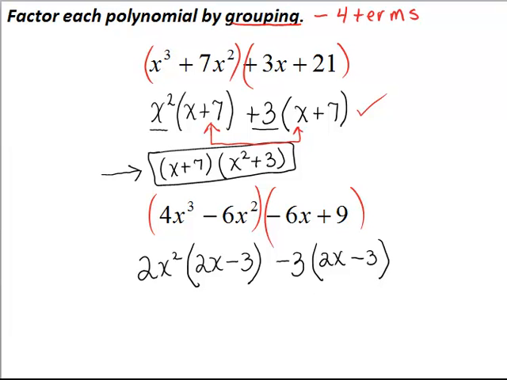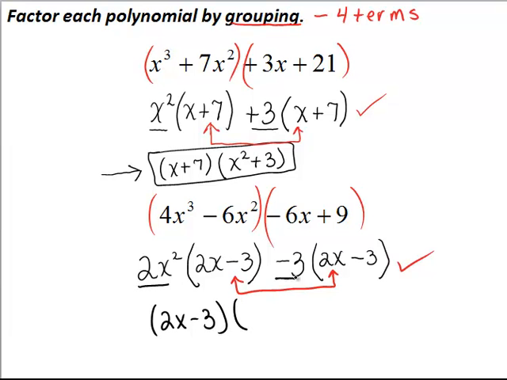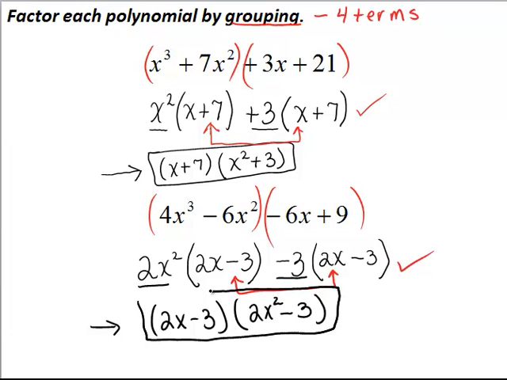Now I notice that both of these things that are left inside the parentheses happen to match. So good, I've done my grouping correctly. Now all I need to do is rewrite. I have my 2x minus 3 off here to the side, times whatever was pulled out: 2x squared from the first group and then minus 3 from the second group. So I have factored the second polynomial again using the method of grouping.